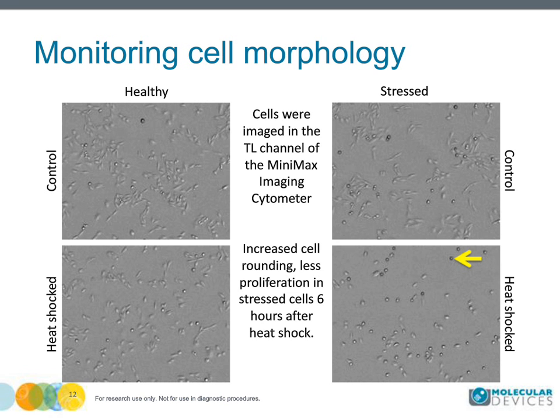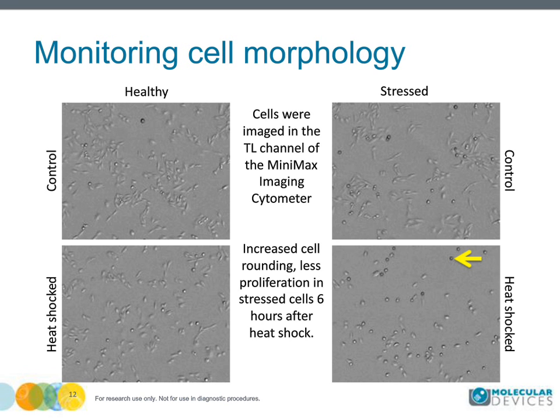So these were all imaged in the transmitted light channel of the MiniMax Imaging Cytometer. And right away, we could see by eye that there are some differences among the different treatments. So in the healthy control cells, we see what is normal proliferation. And again, this is 6 hours after the heat shock. And in the heat-shocked healthy population, we may see a little bit less proliferation, but there's not a really marked difference between the control and the heat-shocked in those healthy cells.